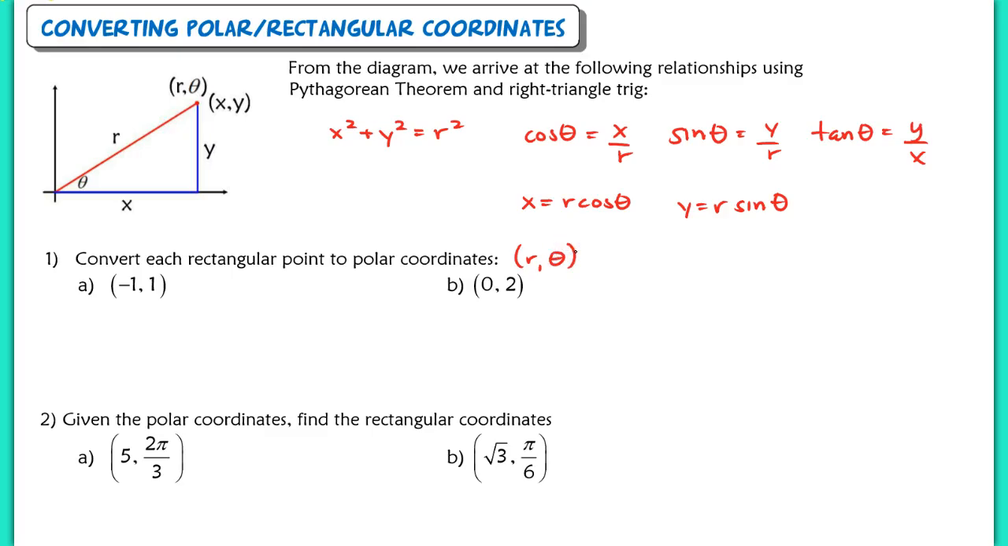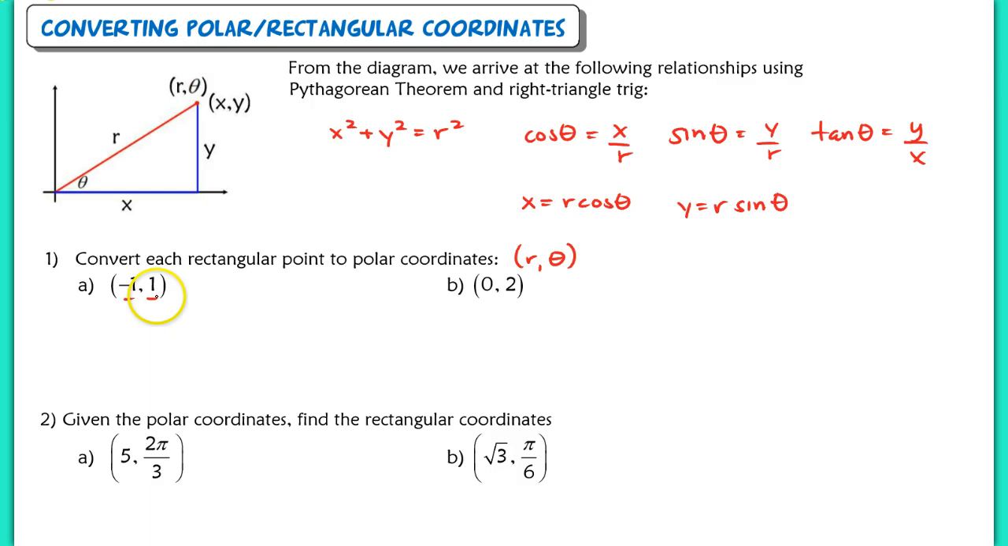Now in this case, I'm given the coordinates (-1, 1). Remember, (-1, 1) is in the second quadrant. That's where our coordinate definitely is, because remember, there's an infinite number of ways to list a polar coordinate, but we want to make sure that the coordinate represents something in the second quadrant.